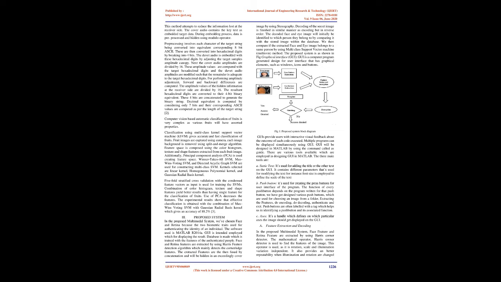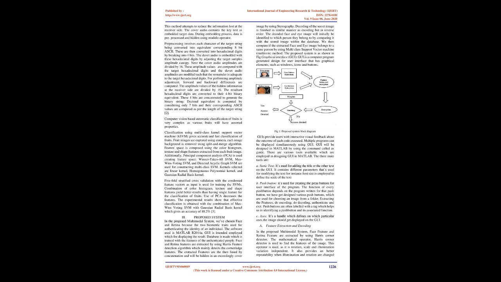Computer vision-based automatic classification of fruits is very complex, as various fruits will have assorted properties. Classification using multi-class kernel support vector machine, KSVM, gives accurate and fast classification of fruits. Fruit images are captured using a camera. Each image background is removed using the split and merge algorithm.